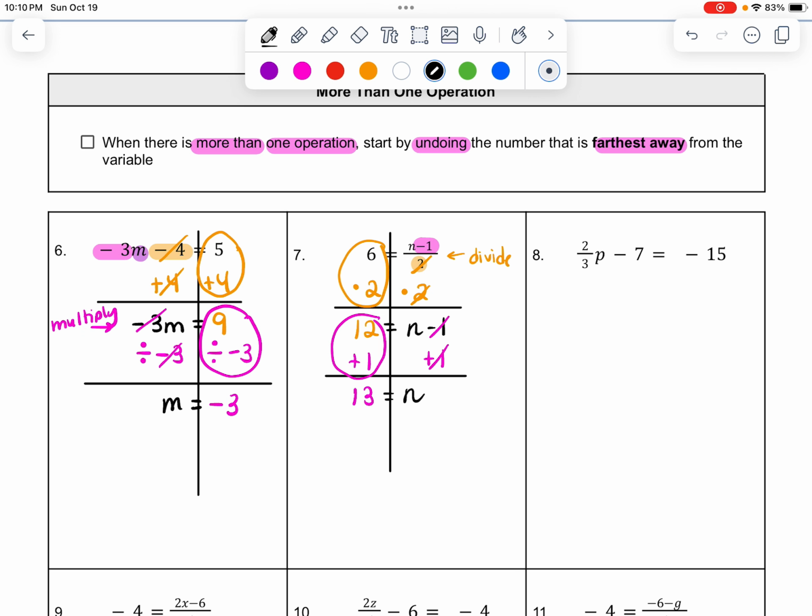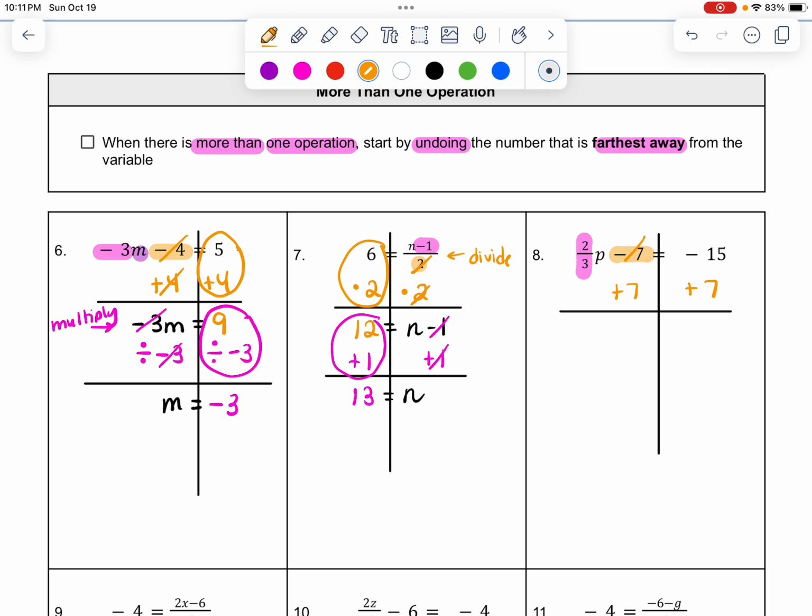In problem number 8, we're going to draw a vertical line through our equal sign. Again, we have two numbers by our variable. We have the 2/3 and we have the minus 7. The number that is farthest away is the minus 7. So the first thing I'm going to do is undo the minus by adding. I'm going to add 7 on both sides.